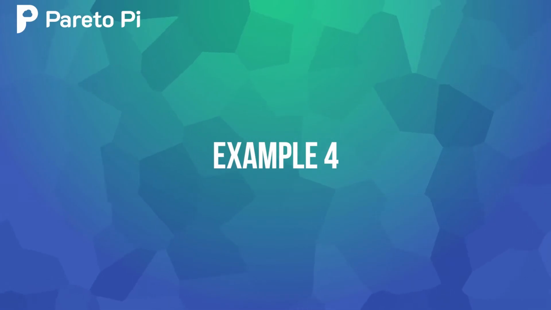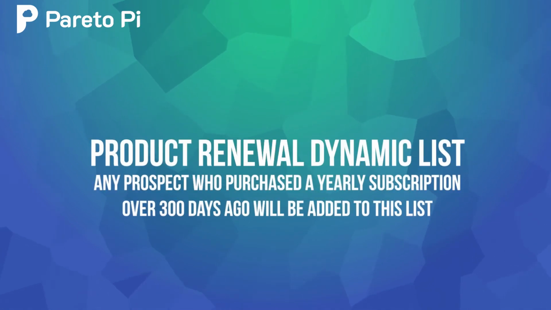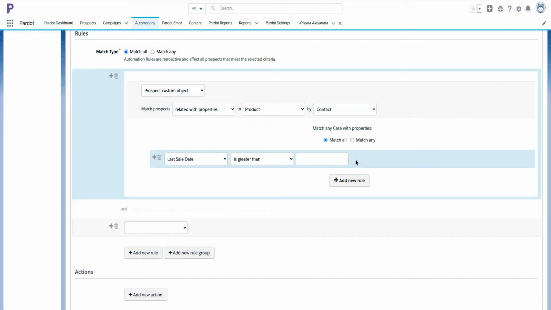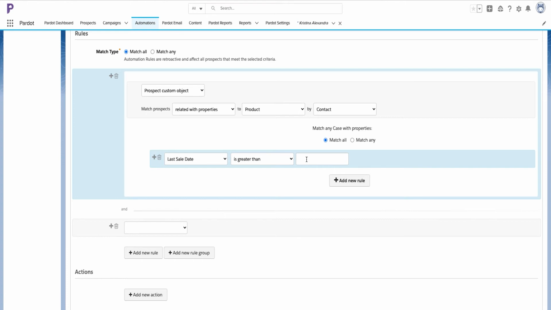Example number four. Here, we will explore a use case for a product renewal dynamic list. This use case can be very powerful and help you to impact your renewal opportunity close rate. Any prospect who needs to renew their annual contract with the business will be added to this list.